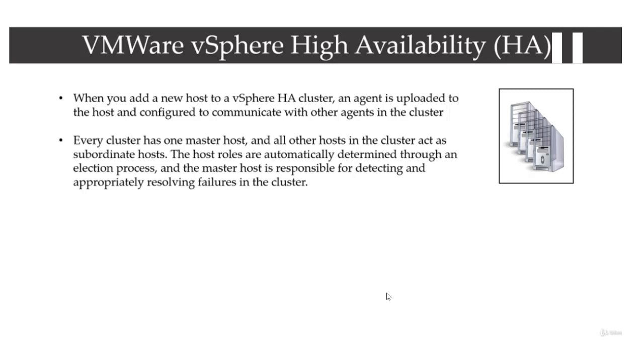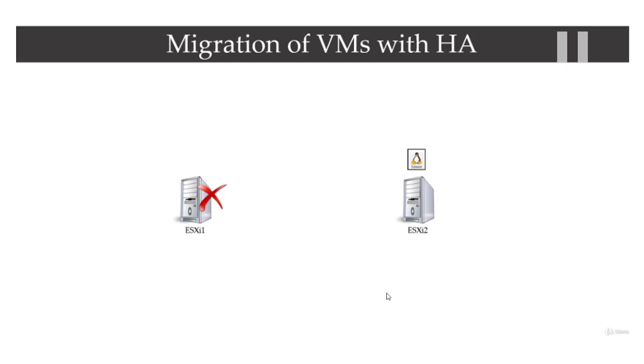It is the responsibility of the master host to detect if there is any outage or failure of a host, so it will restart the virtual machine from another server. So, migration of VM with HA. For example, if someone comes into my data center and pulls out the power cable of my server, then in this case my VM is restarted from the other machine.